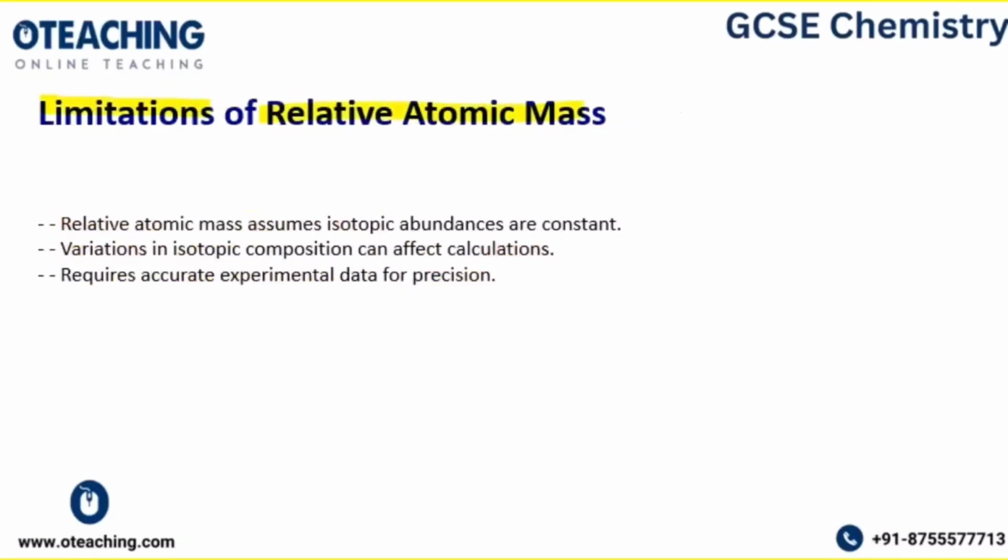Now, limitations of relative atomic mass. Limitations include that it assumes the isotopic abundances are constant. The abundances that we take, it assumes that they are constant. For example, 75, 25, 35. Variations in isotopic composition can affect the calculations. If there are variations in the composition or the percentage found in nature, it can affect our calculations. It requires accurate experimental data for precision. If we need to accurately predict the relative atomic mass of a particular element, we require accurate experimental data which can tell us about the isotopic abundances correctly.